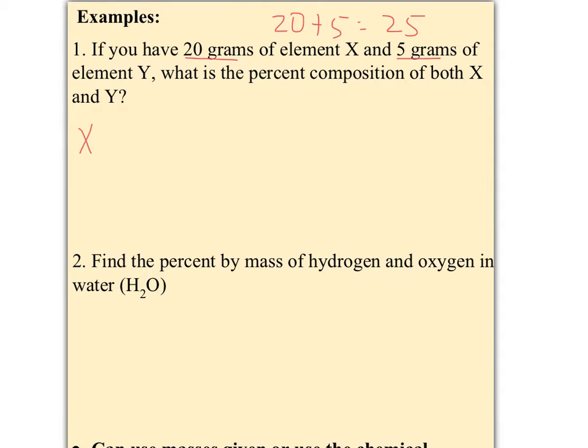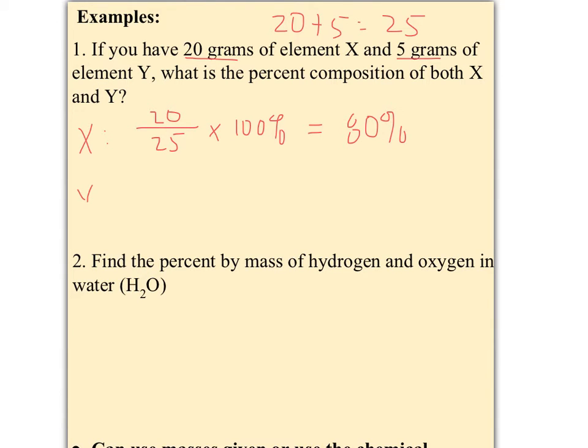So to look at my composition for X, I take the grams of X, 20, I divide by the total grams, the whole sample, 25, and I multiply that by 100%. And when you do that, you come up with a percent composition of 80%.